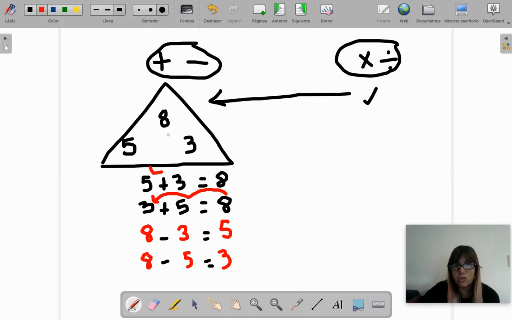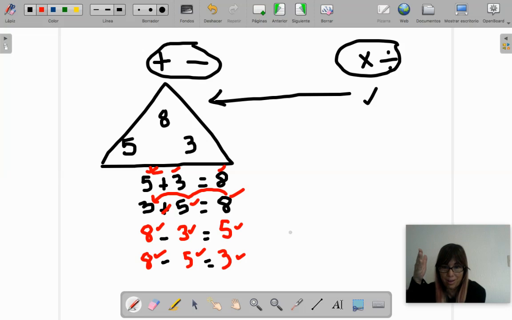We only use the 8, the 5, and the 3 in all the sentences. Look, 8, 5, 3. In all our sentences, we had the 8, the 5, and the 3. Now, this is when you do fact families.